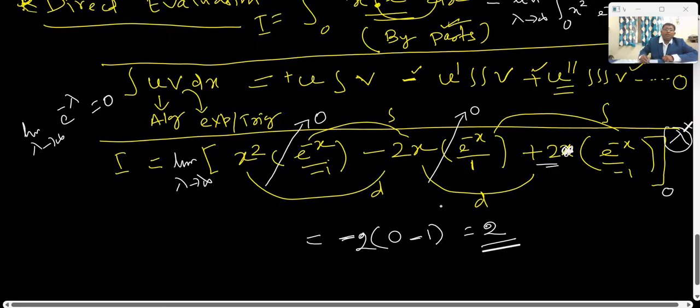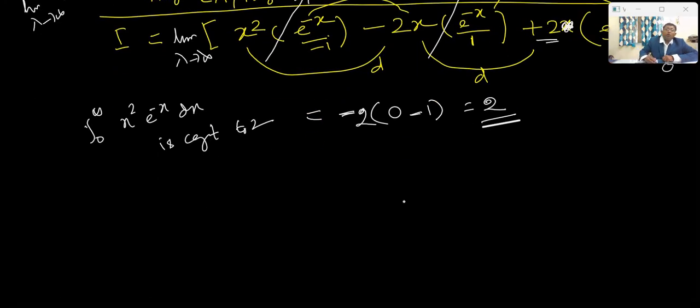So we can say the integral 0 to infinity x square e to the power minus x dx is convergent to 2. Or we can say the integral 0 to infinity x square e to the power minus x dx converges, right?